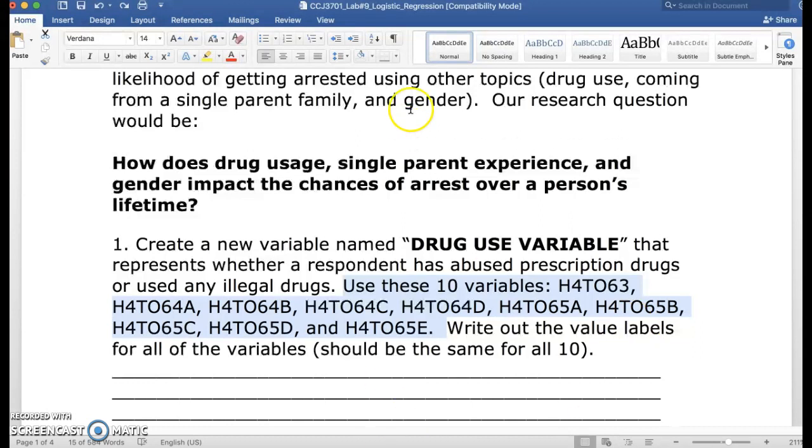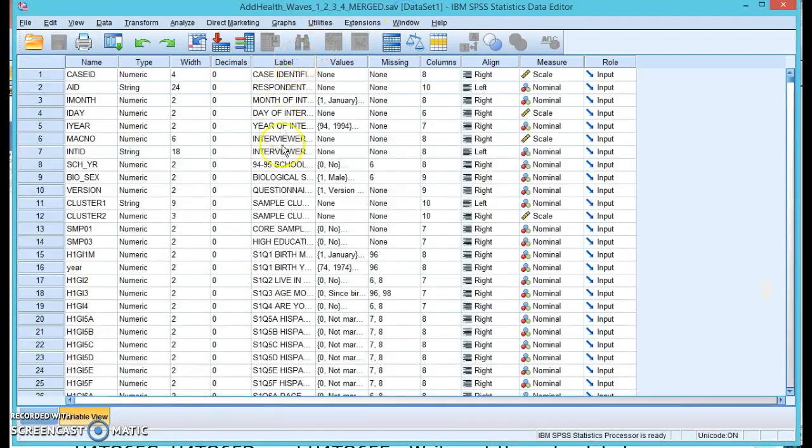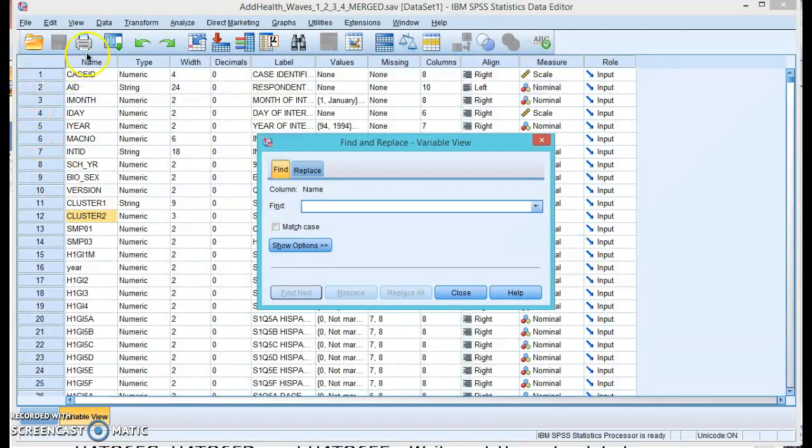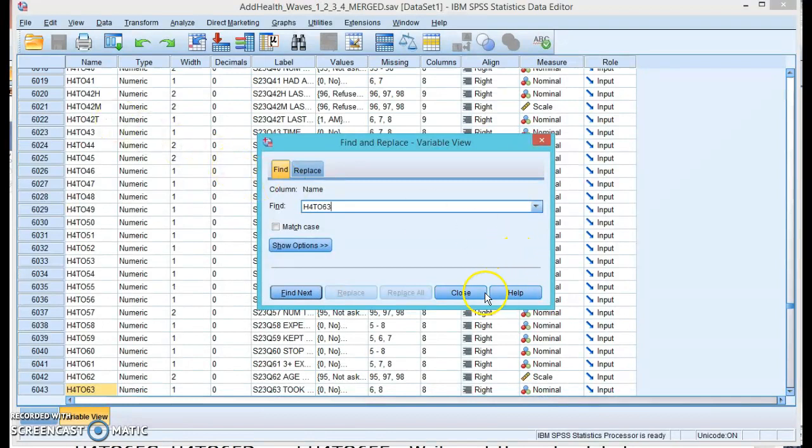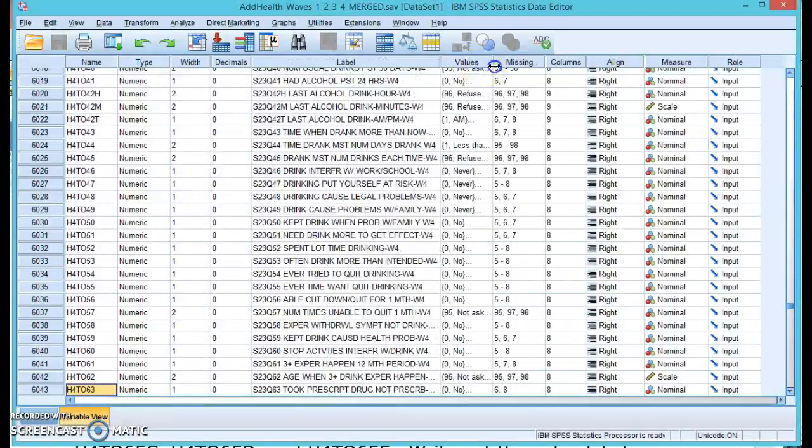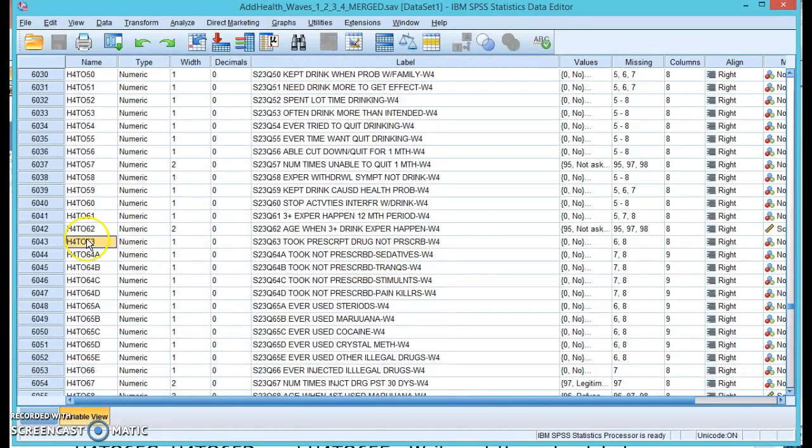So here are some tips and tricks on making that summation. When you get in the data, you're in Add Health. The data start at H4TO63. So we're going to go ahead and do kind of a Control F. Put your cursor in the name field in the variable view, and you can type in H4TO letter O 63. Okay, and you can hit close when you're done. Expand the label a little bit and you're going to see this is the beginning of these 10 drugs that we're going to look at.